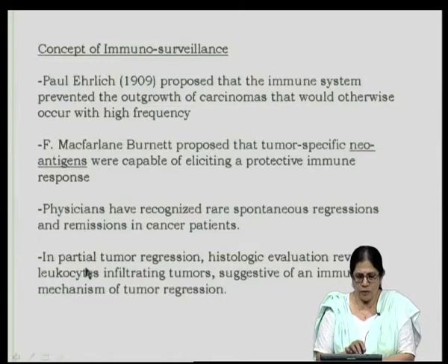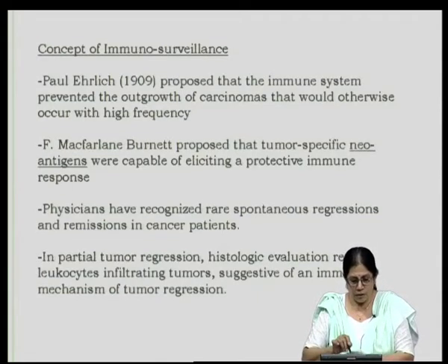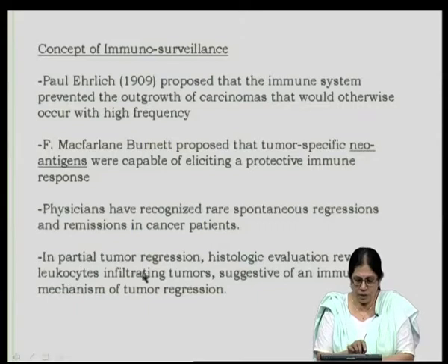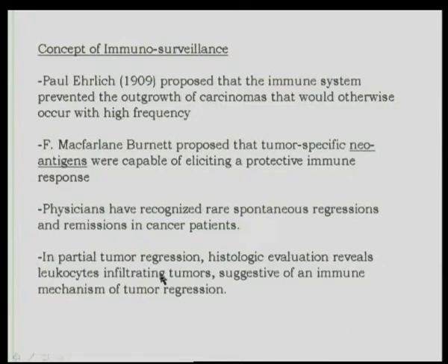Also, evidence for the immune system being responsible for allowing or not allowing cancer to develop is in partial tumor regression. Individuals who have had a tumor, now it regresses spontaneously. Histologic evaluation of such tumors has shown a large number of infiltrating lymphocytes or leukocytes. This would mean that the immune system is in fact active in bringing about tumor regression.